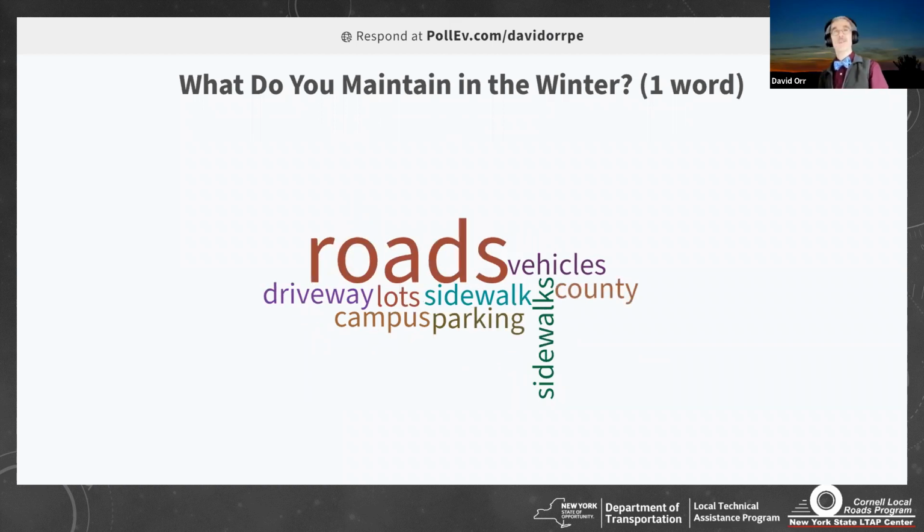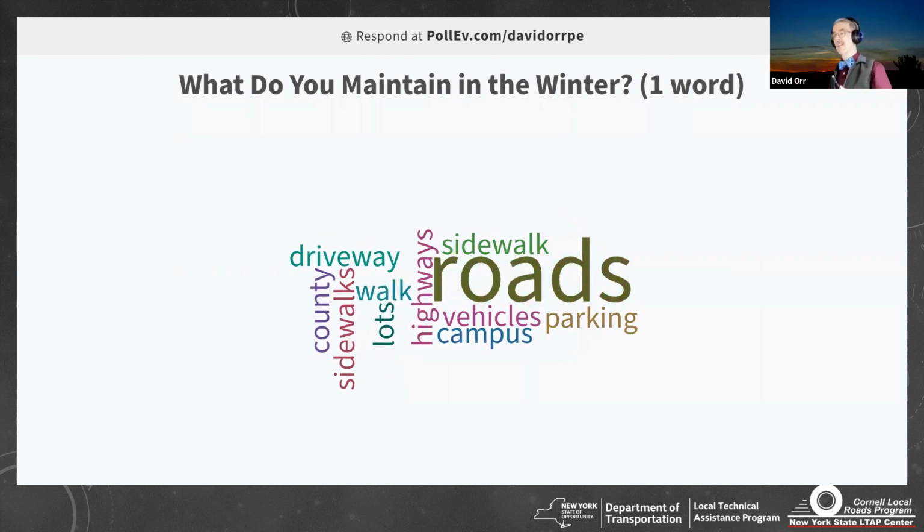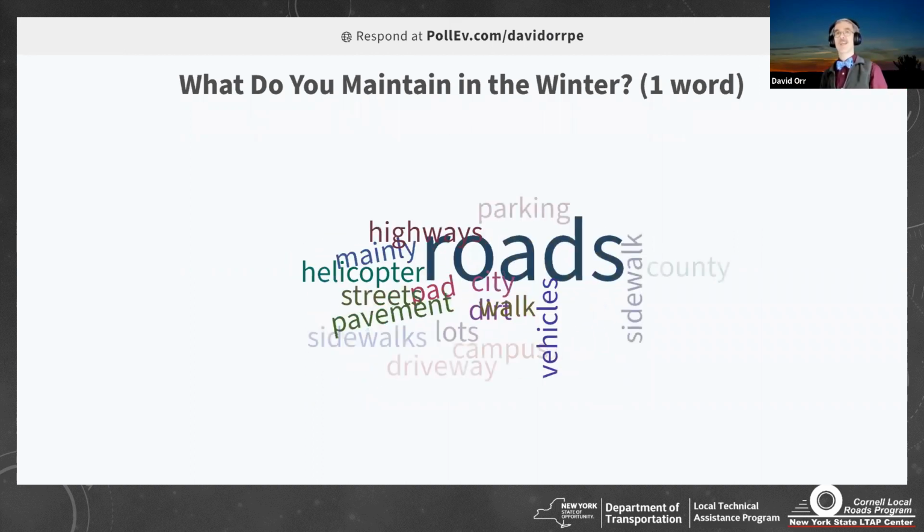Obviously, you might have a campus. Campus could be a university, a school. You could be maintaining school grounds. Hopefully, you're doing that with contracts and properly budgeted. But what will you be maintaining? You've got parking lots. Okay.